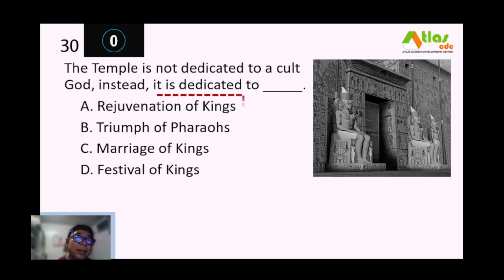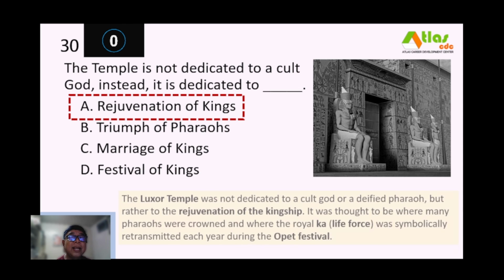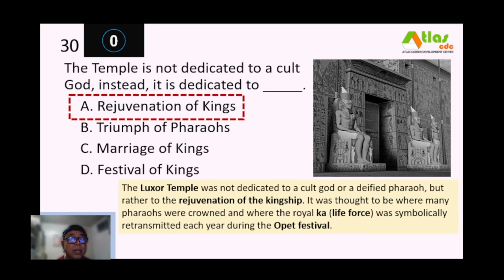And our correct answer is letter A, Rejuvenation of Kings. So the Luxor Temple was not dedicated to a cult god or a deified pharaoh, but rather to the rejuvenation of the kingship. It was thought to be where many pharaohs were crowned and where the royal ka or life force was symbolically transmitted each year during the Opet festival.